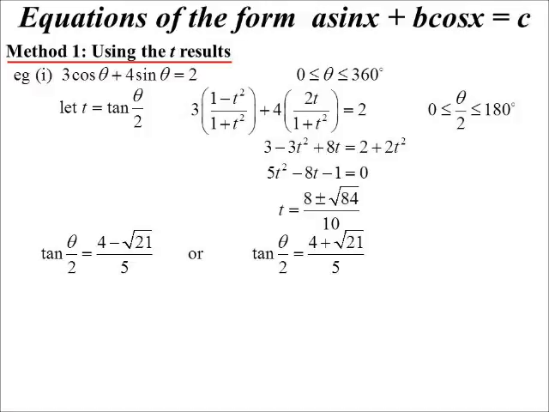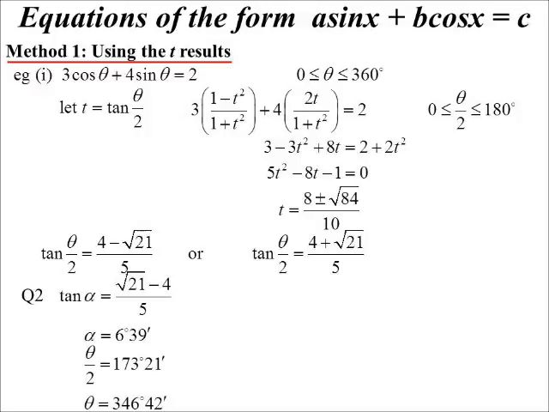4 minus the square root of 21, positive or negative? Negative. So I know I'm in the second quadrant, and the second quadrant only. Well, we're only going between 0 and 180. So I'm looking for the obtuse angle answer to this. All right. Well, the acute angle turns out to be 6 degrees 39, so the obtuse one is 173.21. But remember, that's theta on 2. Multiply it by 2, we get our answer for theta.